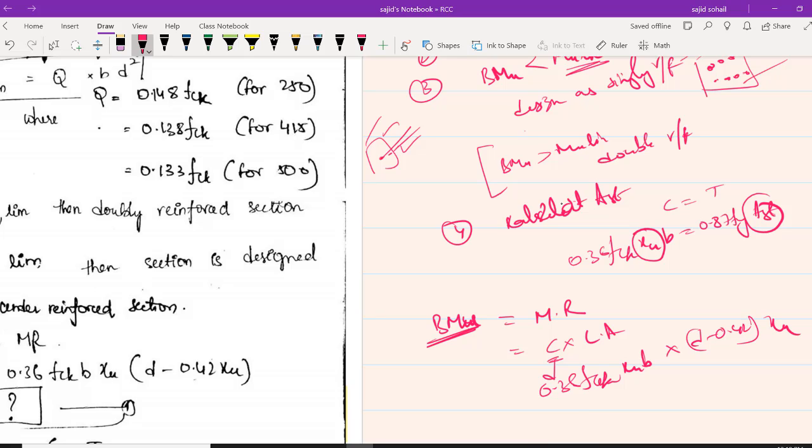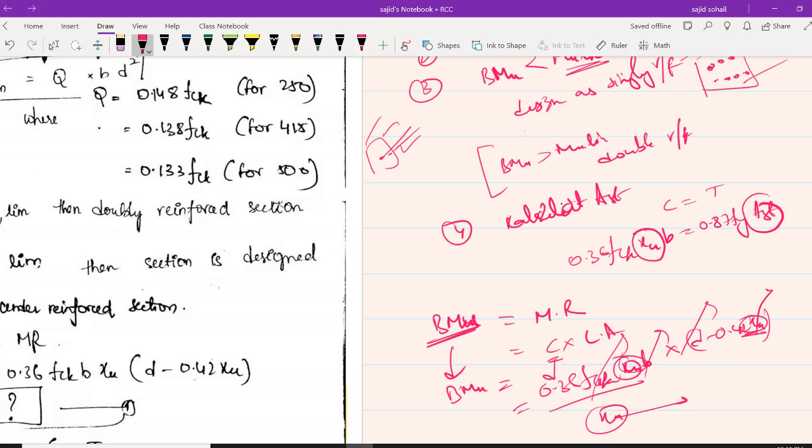You need not write anything. All this is already written in your notes, you can check it afterwards. From here, the BMU value you already know. Whatever is contained in real life condition, you have just calculated it. So we just have to find XU, because everything else is known. FCK is known, B is known, D is known, only XU is not known, right? So you just have to find XU in this equation. Just substitute, you will get your value of XU, right?